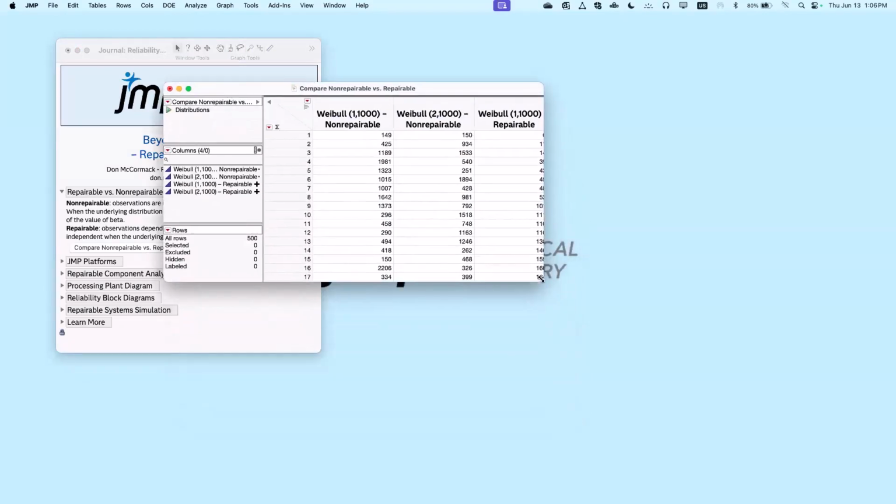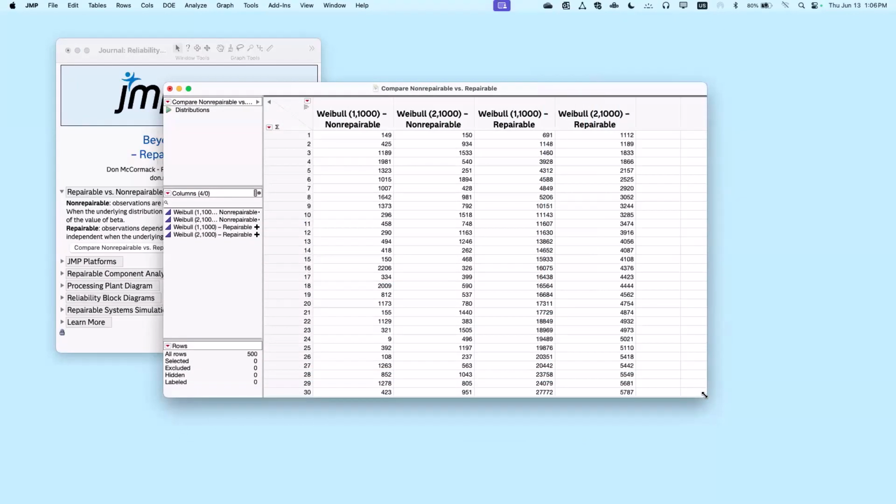simulated data set here. I've simulated 500 observations, and I'm looking at 500 observations in 4 different cases. In the first two columns we're looking at 2 different Weibull distributions. The first one has a beta of 1 and an alpha of 1,000. The second one has a beta of 2 and an alpha of 1,000. In the last 2 columns, we're dealing with repairable systems. So these failures occur according to a repairable system. And again, same parameter values: Weibull with beta 1, alpha 1,000, and Weibull with beta 2, alpha 1,000.